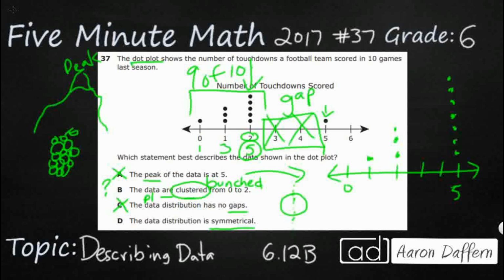Well, if this data is symmetrical, this is what it would look like. You would have a peak right here, maybe at 3, and then it would go down evenly on both sides, and it would look like it's spread out the same. But it's not. It goes up to 2, then it's got a big gap, so it's not symmetrical, and our answer is B.